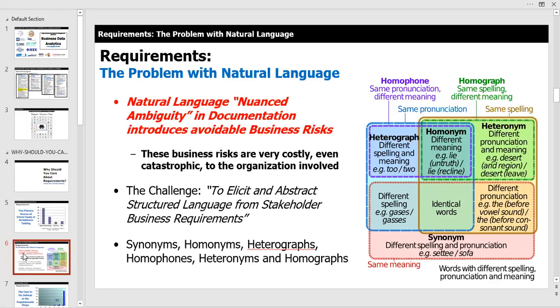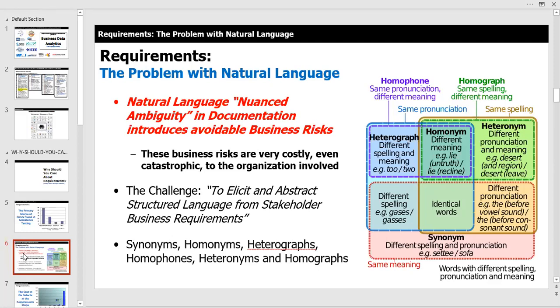The challenge is to elicit and abstract structured language from stakeholder business requirements. I put this slide up because it just goes to show you how complex language is. You've got synonyms, homonyms, heterographs, homophones, heteronyms, and homographs, and they all have different meanings. For example, homophone: same pronunciation, different meaning. Homograph: same spelling, different meaning.